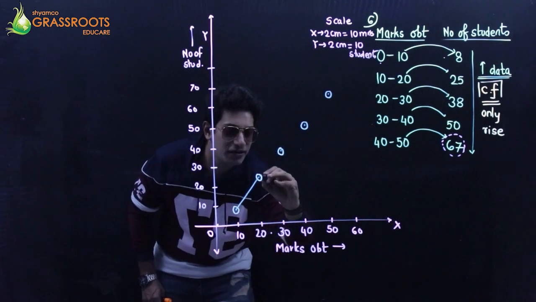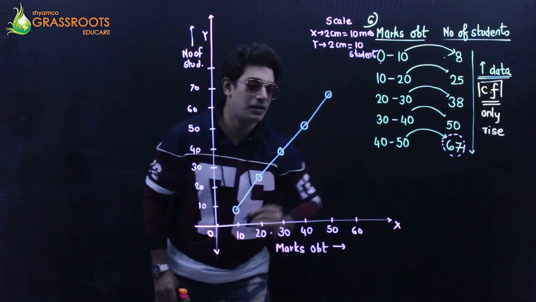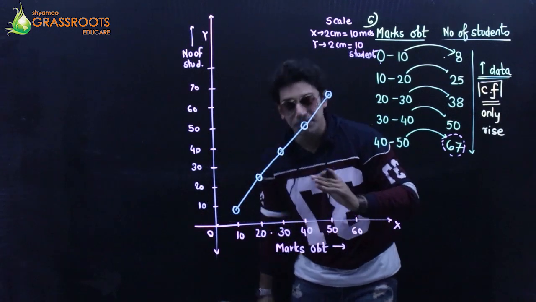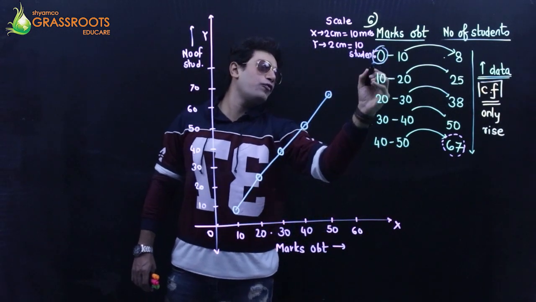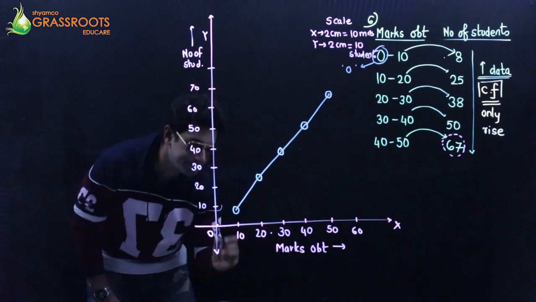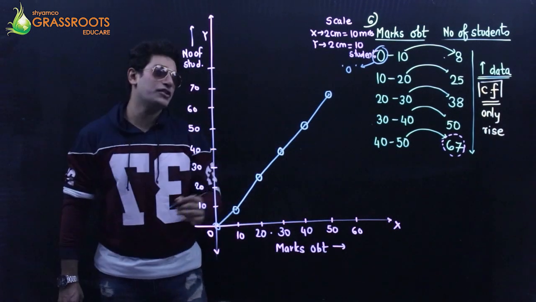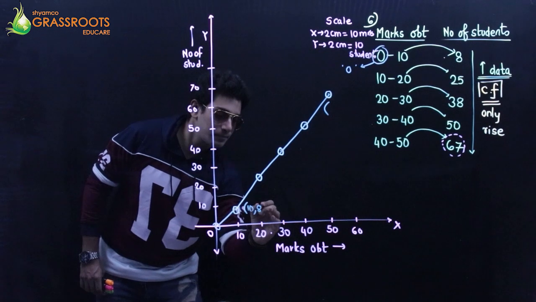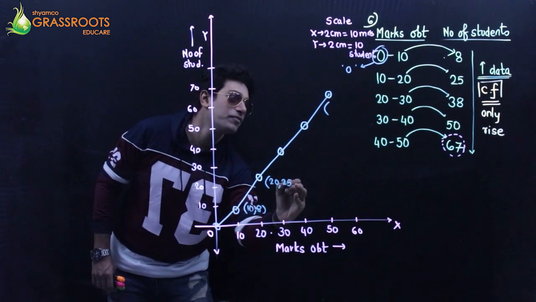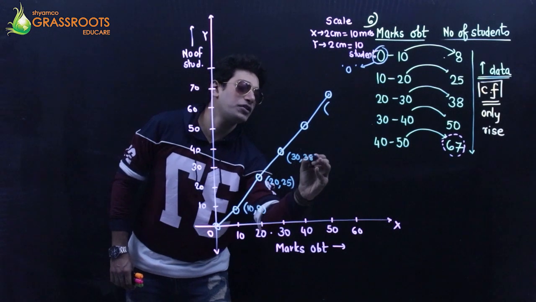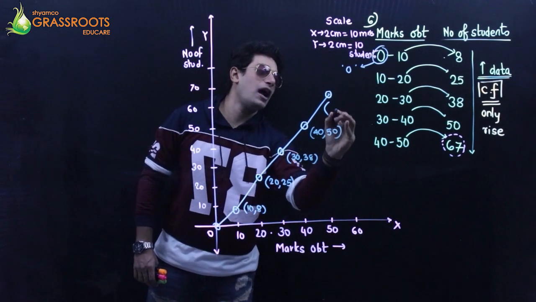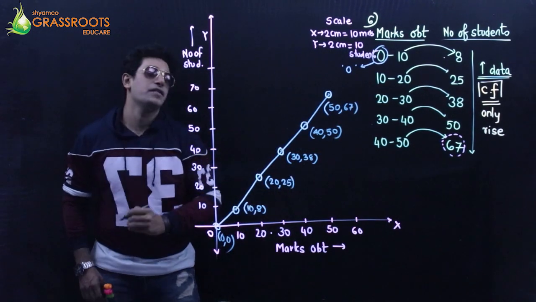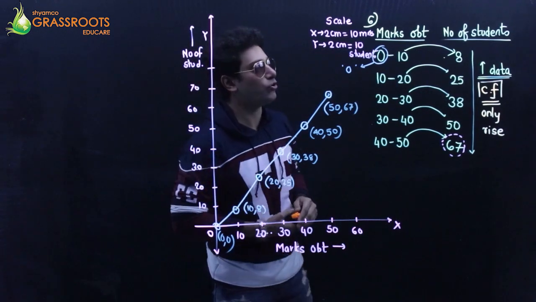Join it using a straight line, 2 points at a time. And obviously, it cannot exist in the air, right? So the first lower limit always starts with 0. And you write down the coordinates. This is going to be 10, 8. The next coordinates are 20, 25, 30, 38, 40, 50, and 50, 67. And the first one is 0, 0. This is going to be your ogive.